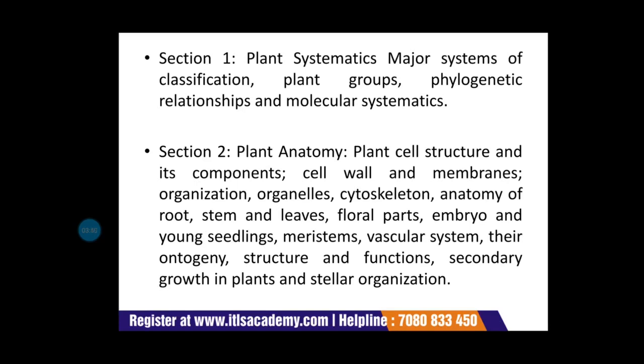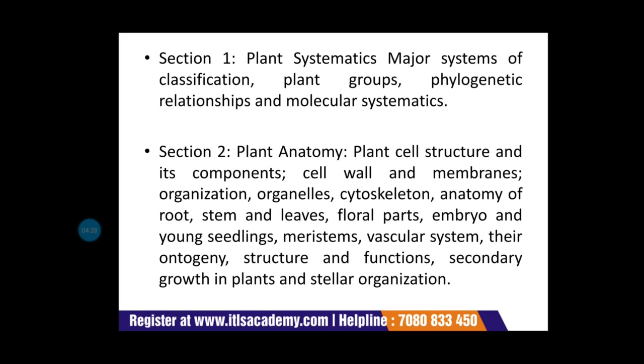Now here we will discuss the syllabus of GATE Botany. Now see, in section 1 there is plant systematics, major systems of classification, that means natural and artificial classification, and also phylogenetic classification, plant groups, phylogenetic relationship and molecular systematics. From this section you will get 2 to 4 marks. You may get a 1 mark question, or you may get a 2 marks question also. So from section 1 you will get 2 to 3 marks.